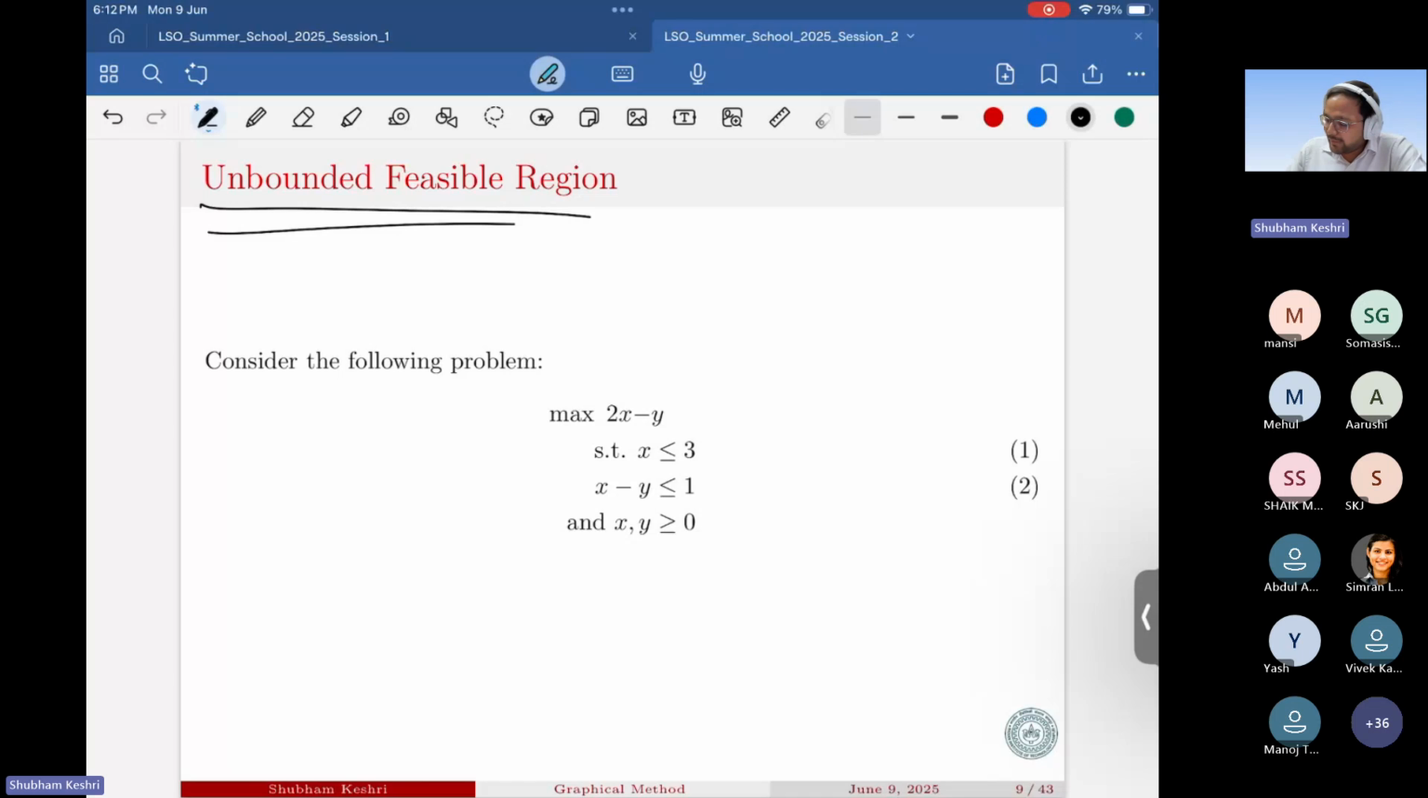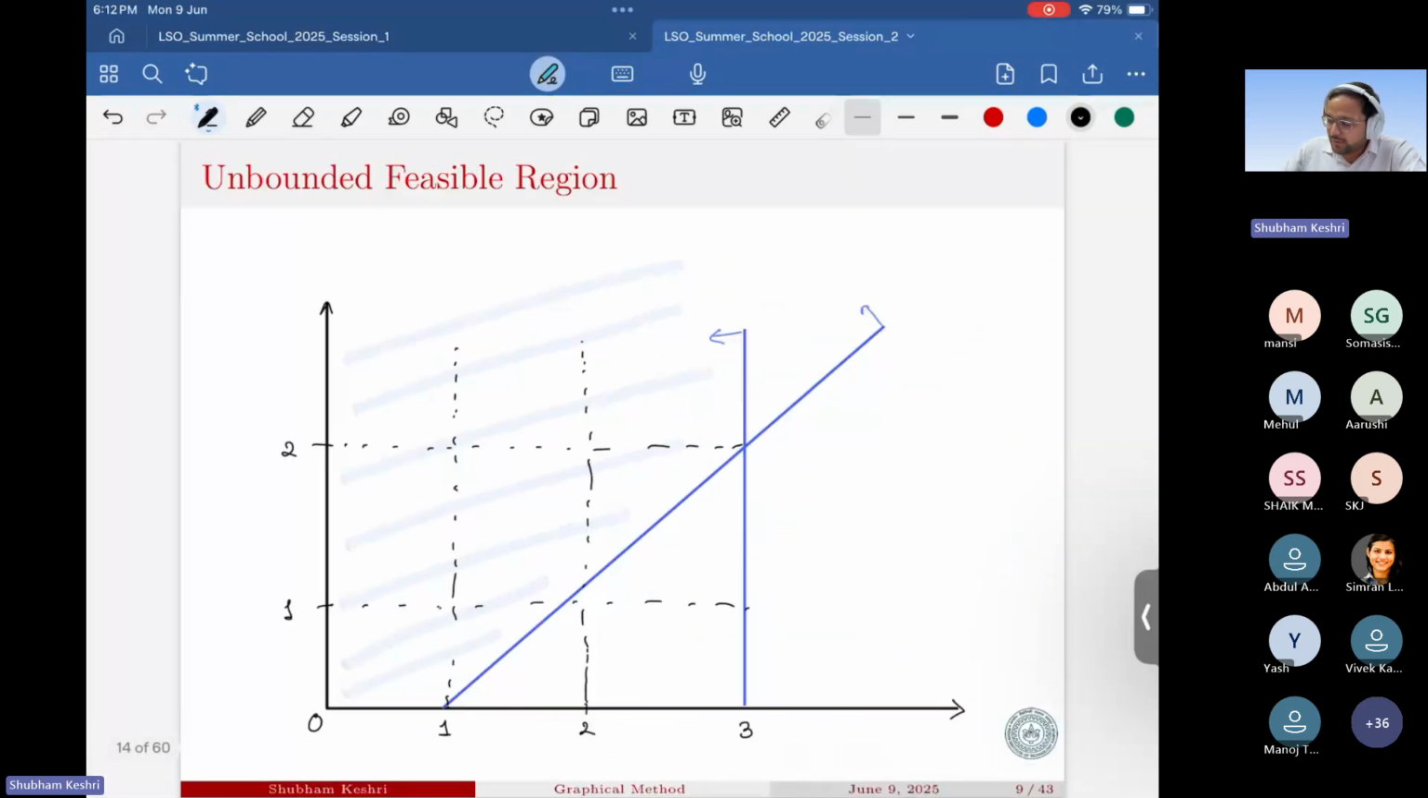Then another example I have taken where there are 2 constraints and 1 objective function. For the sake of time, I have already drawn the constraints. Now, you see this feasible region is unbounded. You have 2 constraints, and this shaded portion is the feasible region. At one end of the feasible region, there is unboundedness. You can go as high as possible in that direction.